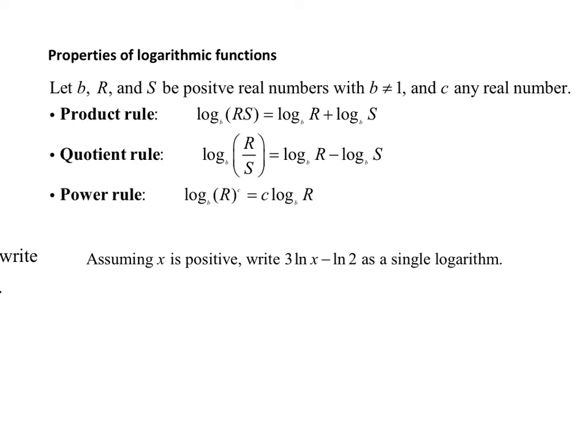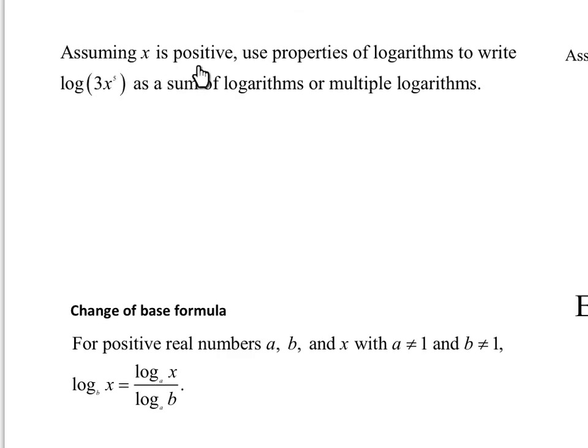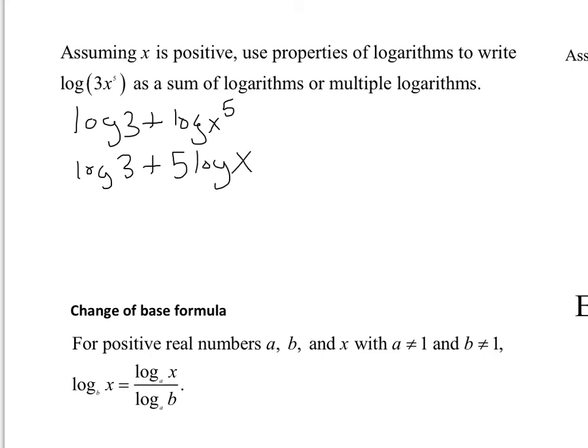All right, let's take a look at some possible examples. Assuming x is positive, use properties of logarithms to write log base 10 of 3 times x to the fifth as the sum of logarithms or multiple logarithms. Okay, so first thing, multiplication means I can change it to addition. And then we have the exponent, so that means I can bring it down in front for multiplication. So log of 3x to the fifth is log of 3 plus 5 log of x. Okay? Let's take a look at another one.